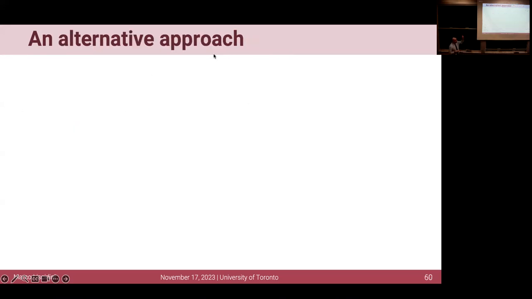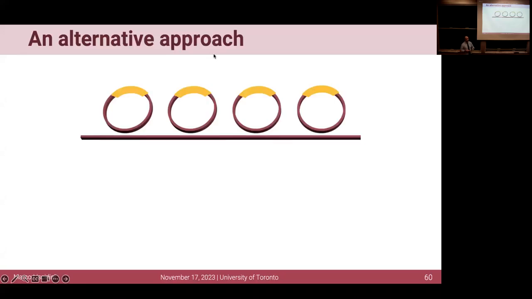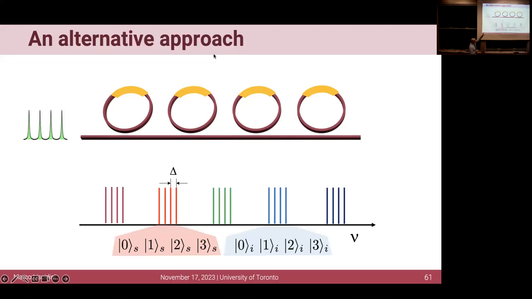So there is also an alternative approach to produce frequency bins. Instead of using rings with different radii, you can use rings with the same radii. Okay, and now what do you do? Well, you shift them relative to each other and you create this kind of comb. And now, instead of pumping at a single frequency, you use your pump in an electro-optical modulator. You create a superposition of these frequencies, and then you are able to populate these bins.